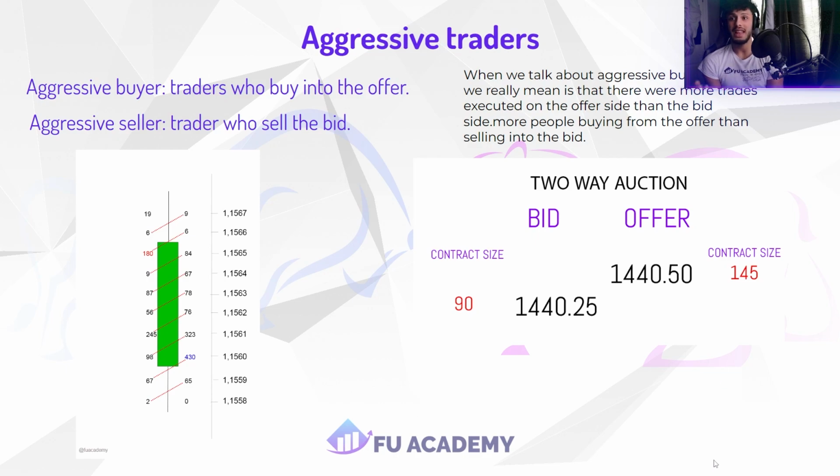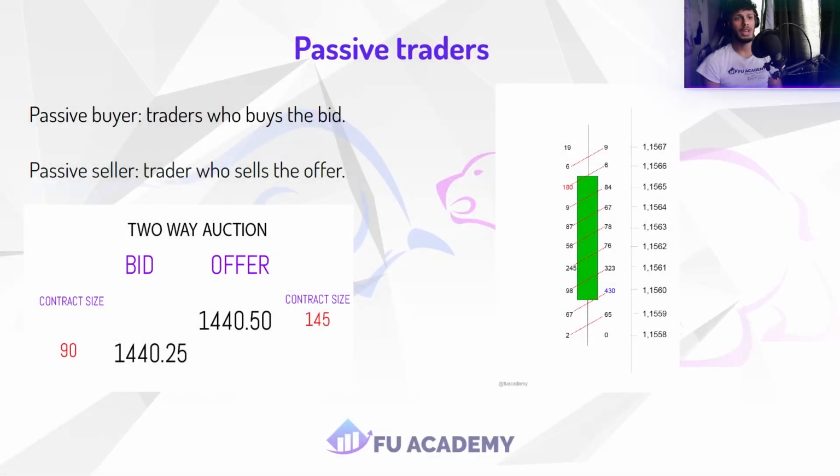So understand that in every single candle, there's going to be passive buyers, passive sellers, aggressive buyers and aggressive sellers. And for every transaction to take place, one has to be passive and one has to be aggressive. One entity has to be passive, one entity has to be aggressive. It's very, very important that you are able to understand this.